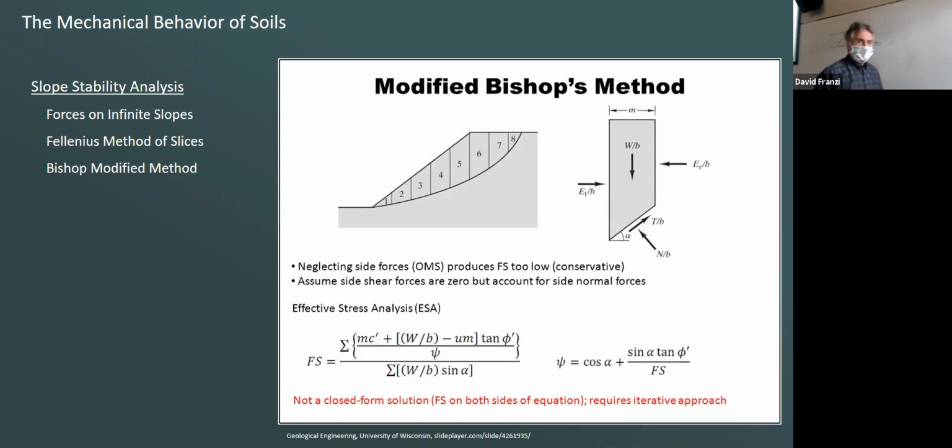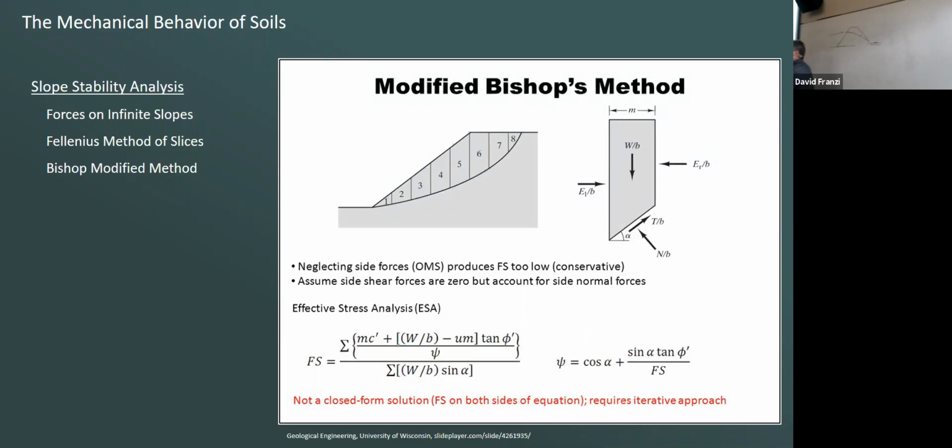Now, this one you can't solve exactly. You have to do it iteratively. That means you're going to take a value for this Bishop coefficient, try it with one, see what the solution is, then try it with another, and you're going to choose the one that has the least factor of safety. So it has to be an iterative process.